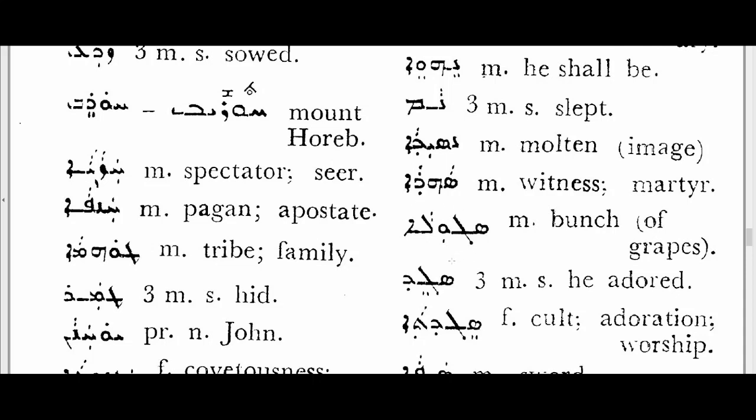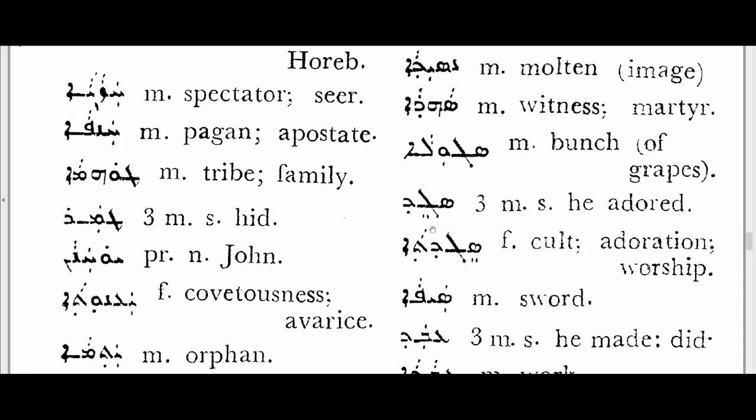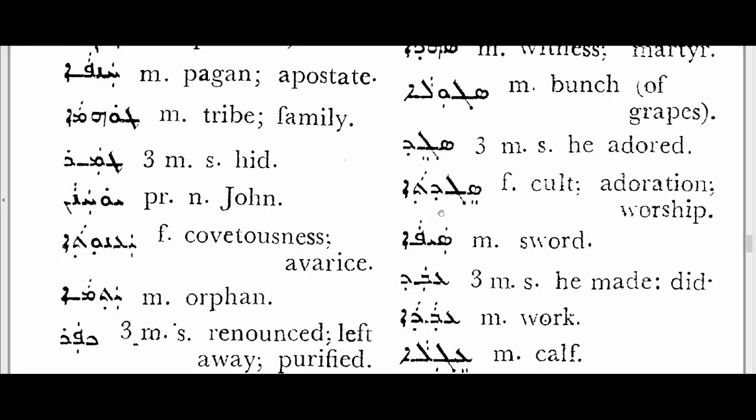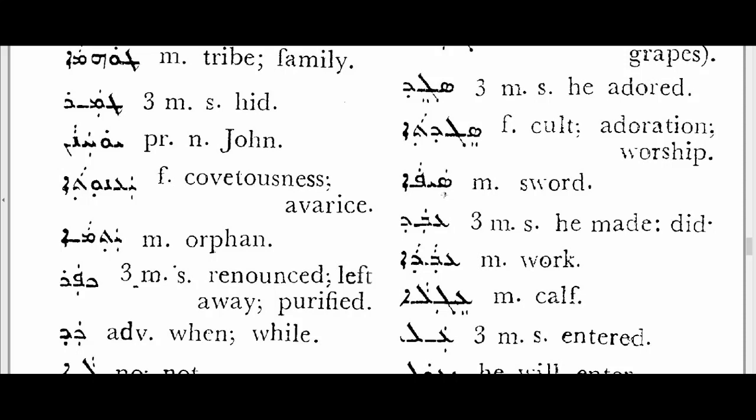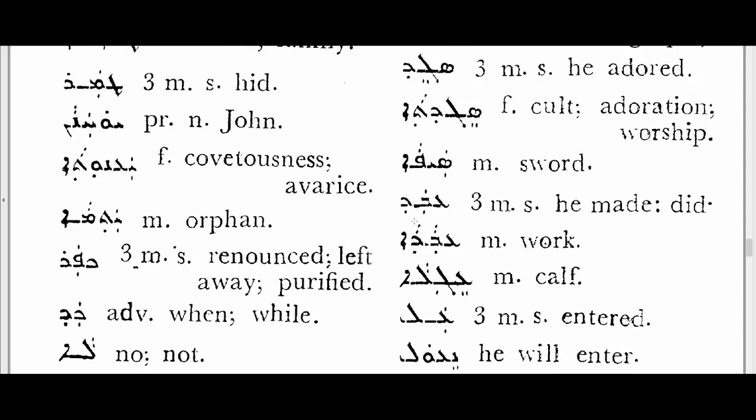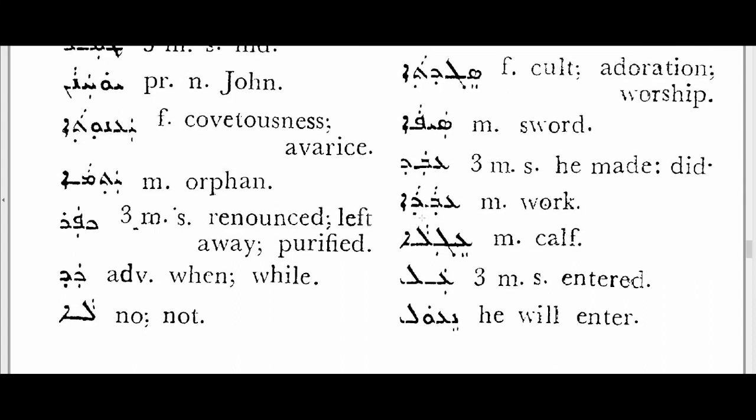Zghola, the bunch of grapes. Zghid, he worshipped, he adored. Sigta, worship, right? The feminine form of zghid is sigta. Why? It's that which comes from worshipping, the act of worship, the cult, the religion. Seipa, the sword. Wad, he made, so she would, Awdath. Awada is a work.